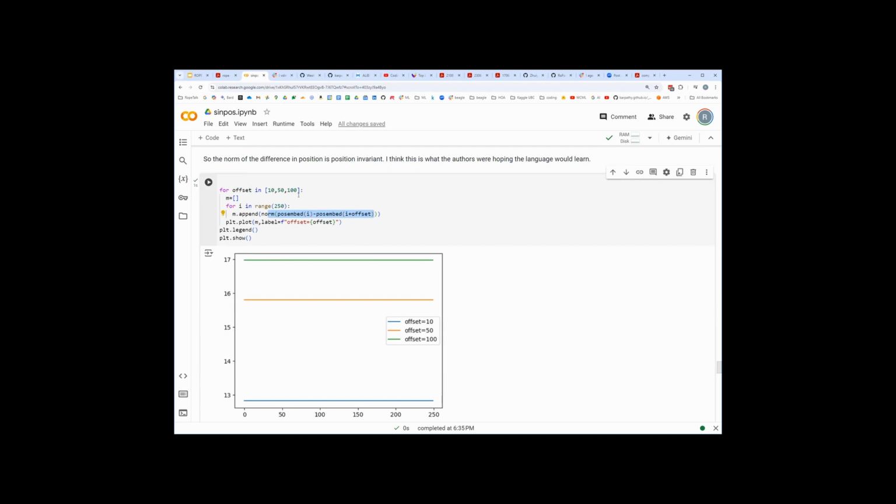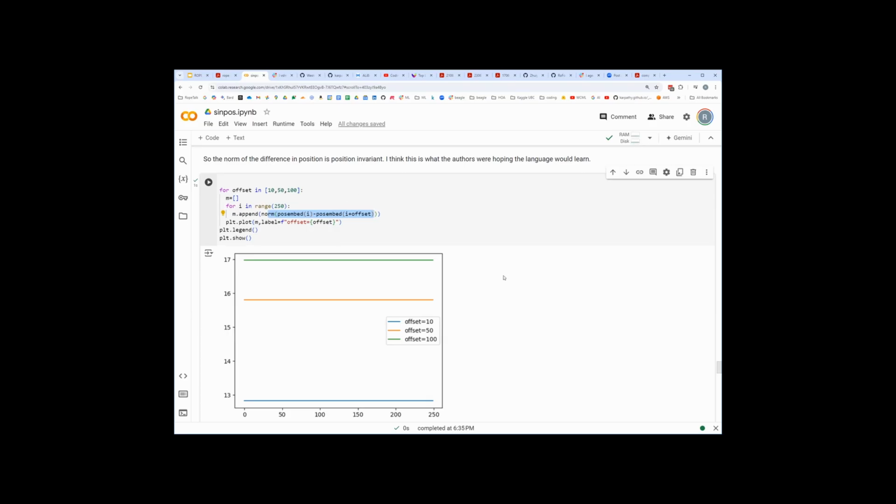So it kind of had this nature of, no matter where you're at, the norm of the difference between the position embeddings that you're adding is going to be the same. And I think that was the original hope, because the original paper talked about being able to support relative offsets. And I think this was probably what they were picking up on.